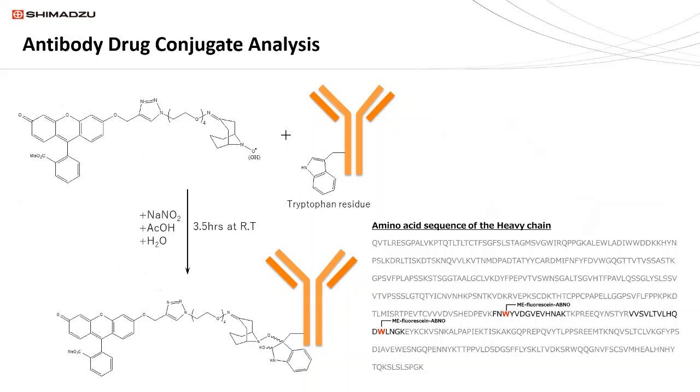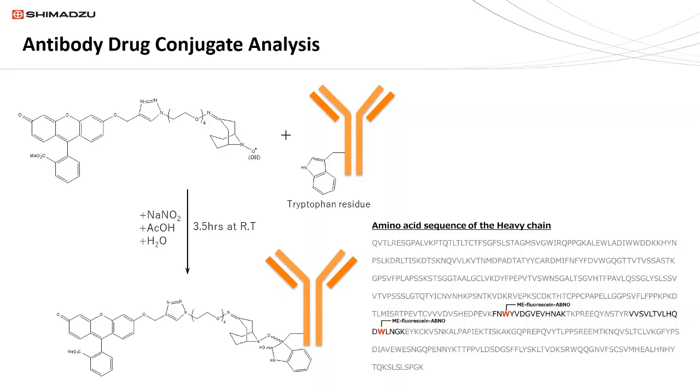And so basically we took a regular monoclonal antibody, which had a tryptophan residue on it, and we attached a fluorescent AMBO molecule. You can see the structure of the monoclonal antibody with the tryptophan residue and the side chain that's bound to it after a reaction. On the bottom right-hand corner of the screen, we have the amino acid sequence.